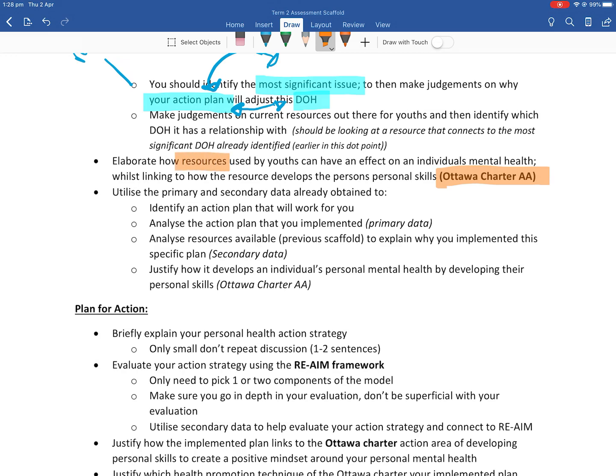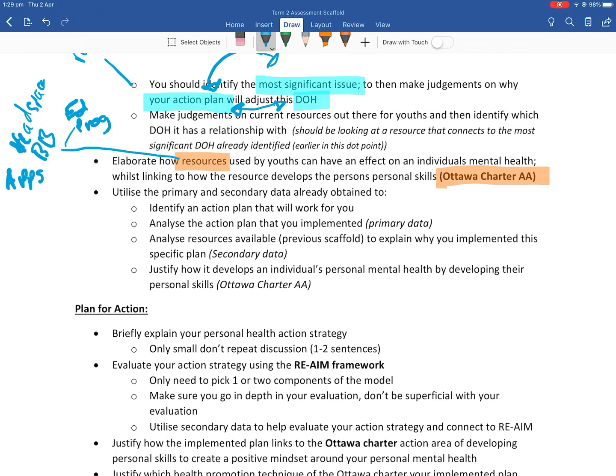Alright, we need to be elaborating, so resources. What I mean by resources is, this could be Headspace, Beyond Blue, apps on your phone that track mental health. It could be education programs. So there will be several resources that you guys will need to research. There's a scaffold that's coming in, I think, week 3 as well, around all these resources, and you will be asked to identify them.